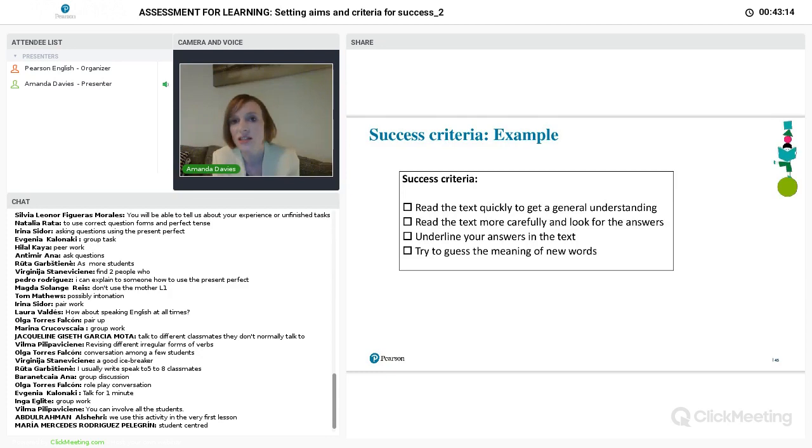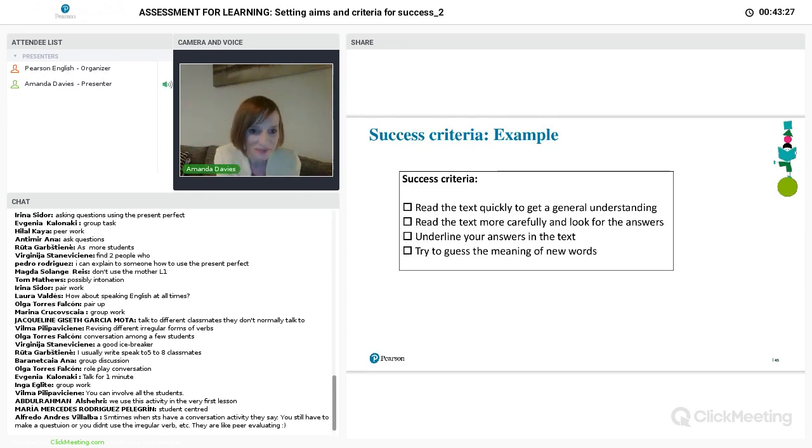Underlining the answers in the text is a great strategy, particularly thinking about the increasing number of exams that students take, and guessing the meaning of new words as well is a really important strategy for being more autonomous and more independent. The teacher's not always there to explain the meaning of new words, so students need to get good at guessing.